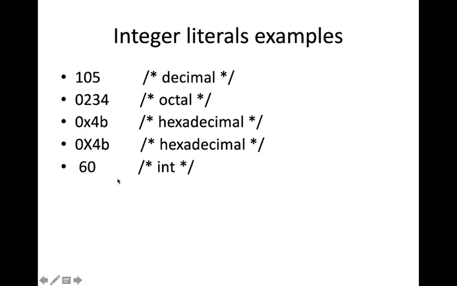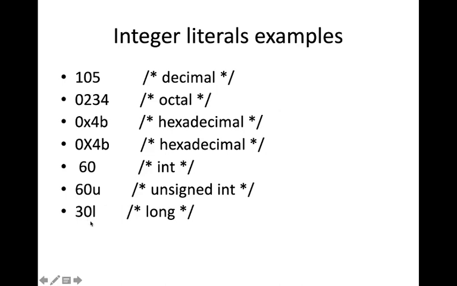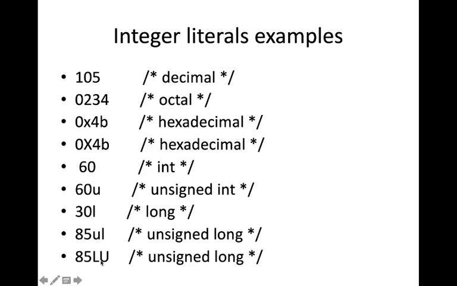Then 60 is an integer number. Then 60u. We have already mentioned that you can have a suffix also. 60u means it's an unsigned integer. Then 30L means it is a long integer. Then 85UL means unsigned long integer. And you can use the reverse manner also: 85LU also means unsigned long integer, and it can be capital letters also. So the order does not matter.